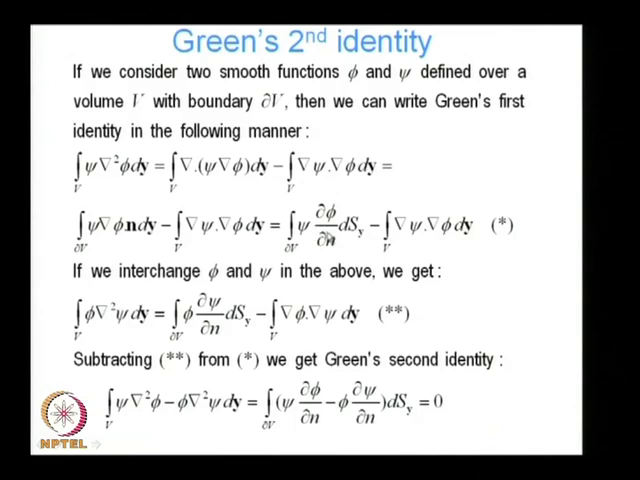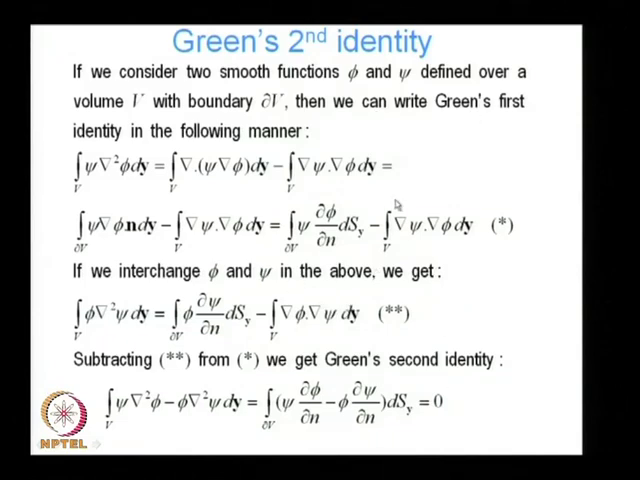And this grad phi dotted with n is nothing but del phi del n. We have seen that before. So the surface term is psi del phi del n dS. I made a mistake here, this should be dS, because this is the integral over the surface. So psi del phi del n dS minus the gradient of psi dotted with the gradient of phi dV. That is my first identity, Green's first identity.